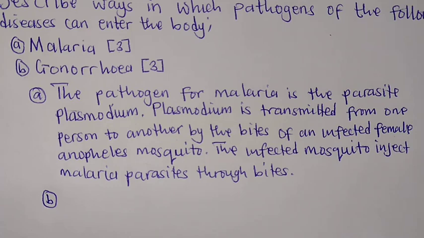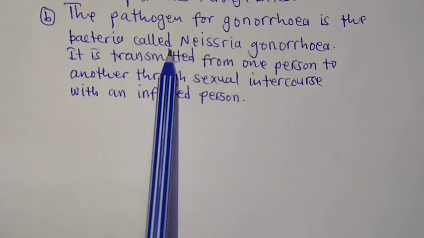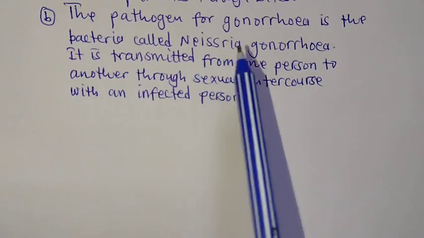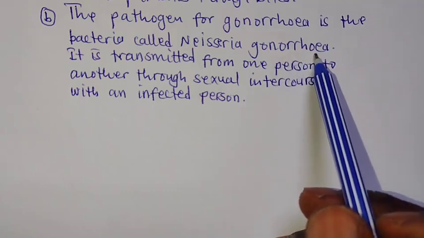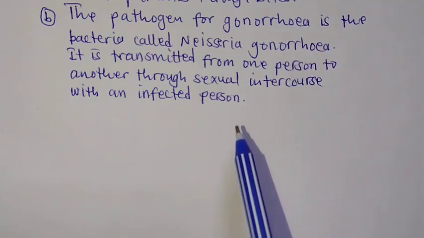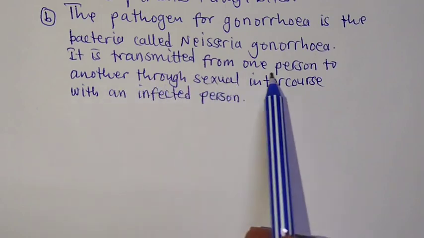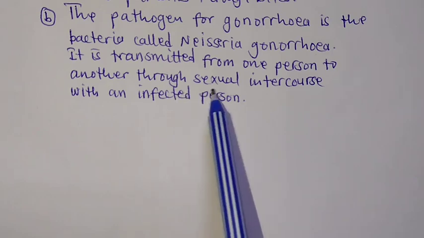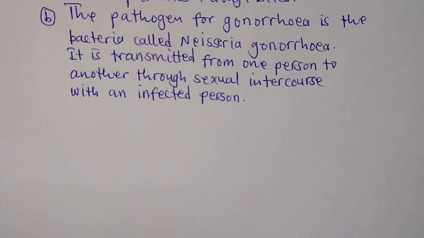So we can write our answer to say the pathogen for gonorrhea is the bacteria called Neisseria gonorrhea. So how is it now transmitted, or how does it enter the body? So it is transmitted from one person to another person through sexual intercourse with an infected person. That is how gonorrhea is being transmitted from one person to another person. So we have answered our question.